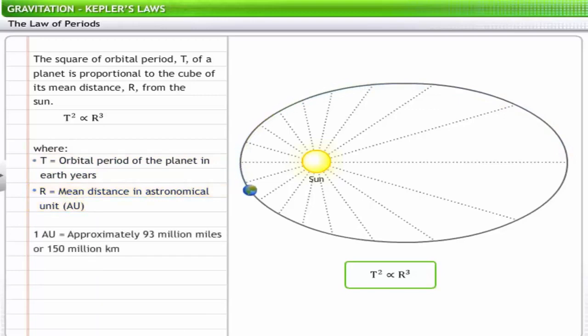Astronomical unit, AU, is the mean distance between the Earth and the Sun. Thus, an astronomical unit is approximately 93 million miles or 150 million kilometers.